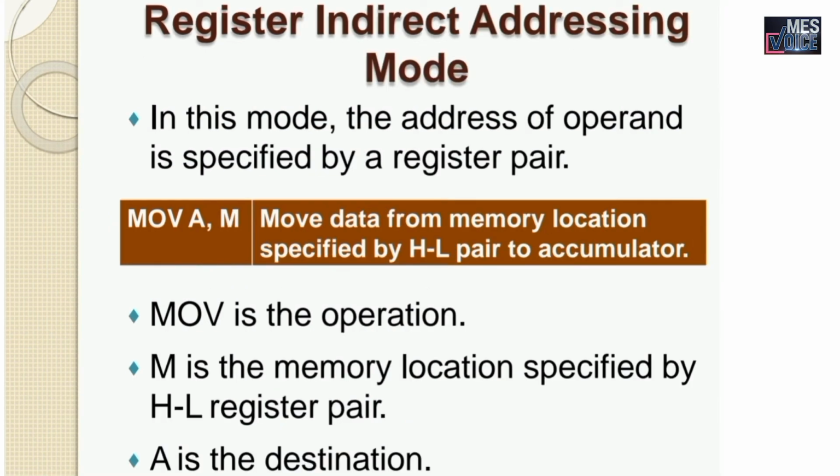Next is register indirect addressing mode. Here, the address of the operand is specified by a register pair. Consider the instruction MOV A,M. The purpose of this instruction is to move the content of memory location specified by the HL register pair to accumulator. Here, the address of the memory location is not directly given in the instruction. The address of the memory location is available in the HL register pair indirectly.